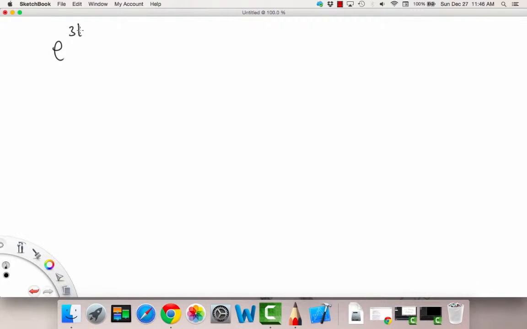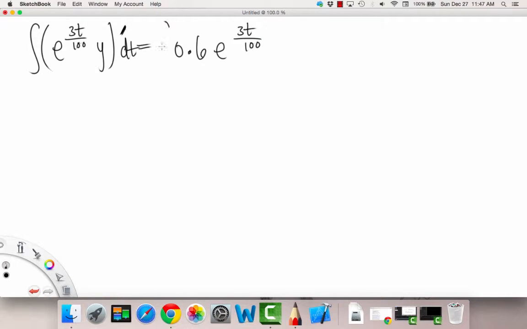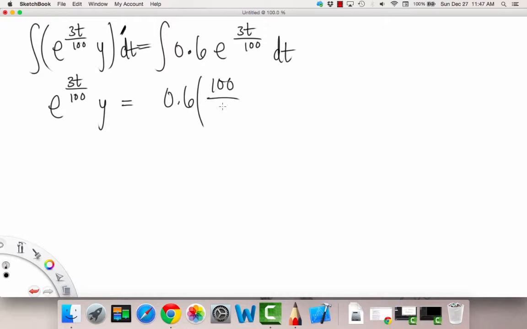Alrighty, so we have e to the 3t over 100 times y, and then everything inside the parentheses with a prime. Right, and then this is equal to 0.6 times e to the 3t over 100, and we're going to integrate with respect to t on both sides. So on the left side, we just get whatever's inside the parentheses, okay? And then on the right side, we have 0.6, and then times this 100 over 3, and then times the e term. And of course we have our plus c because we had an indefinite integral here.